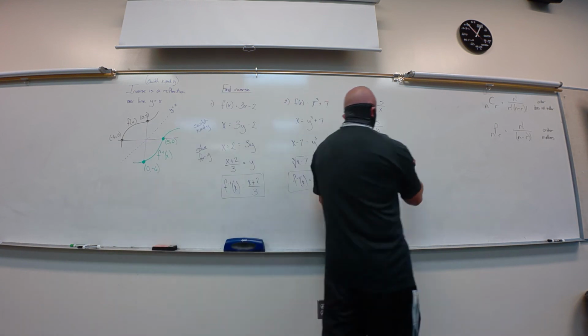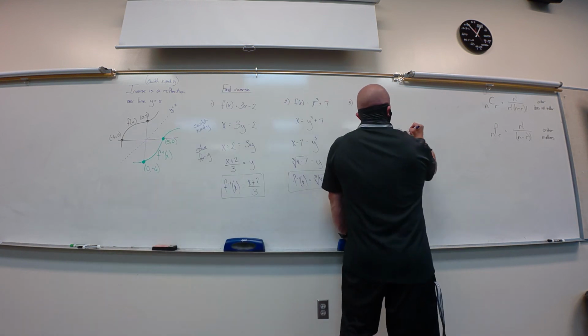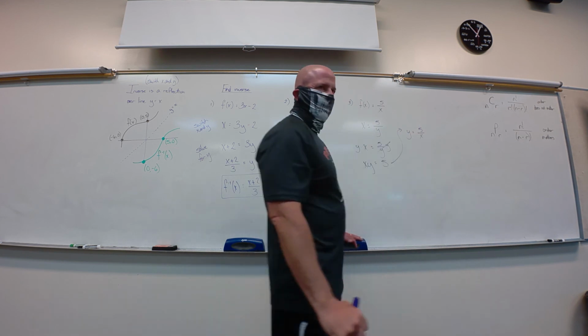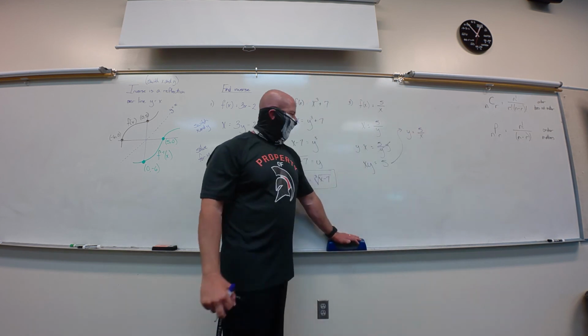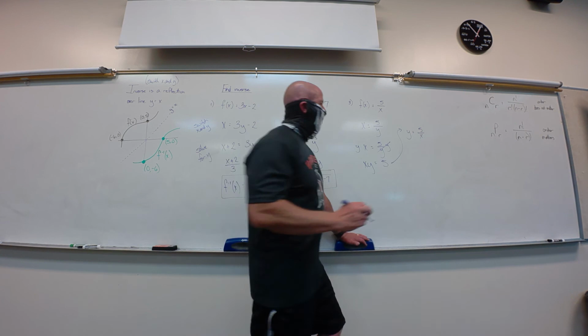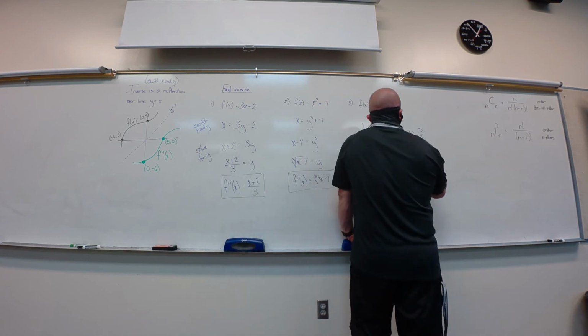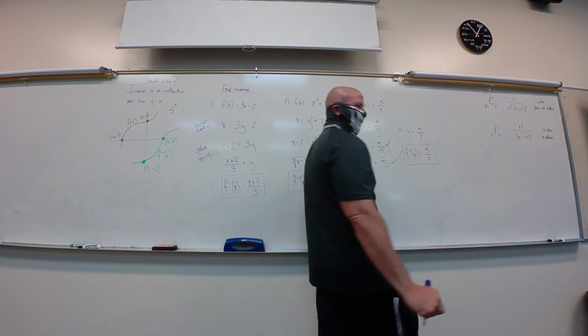Last step, just go right here. Y would be 5 over x. I divide that x over. I'm trying to get y alone. So now f inverse of x is 5 over x. Here's my inverse function.